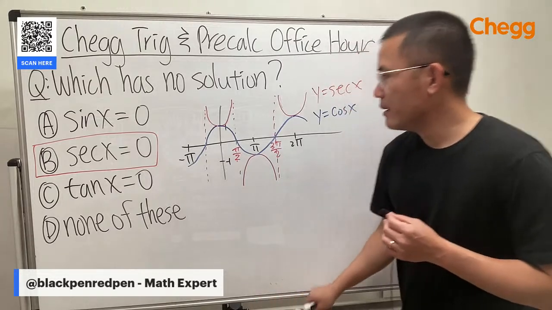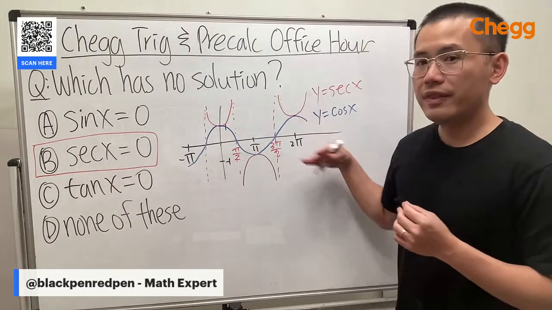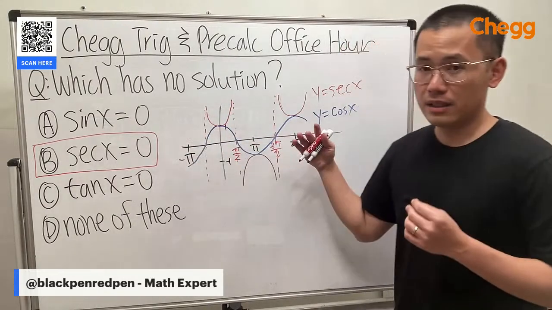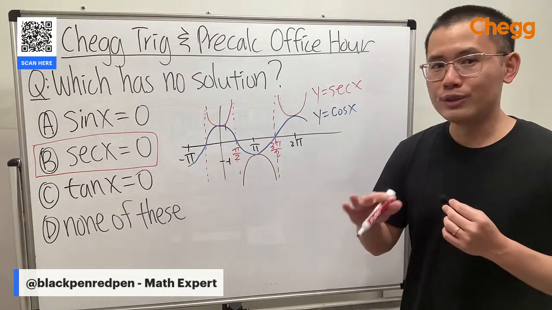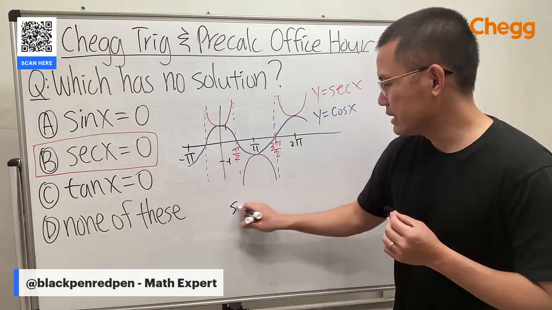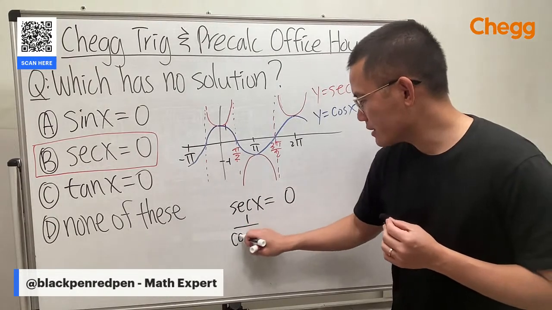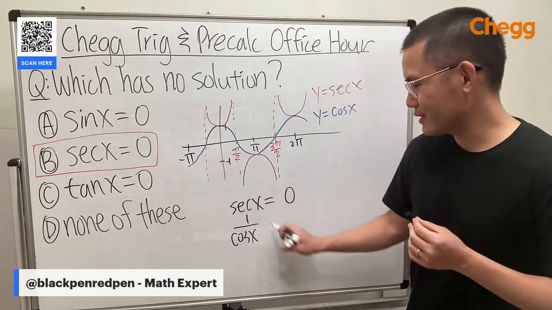Okay. But anyways, if you look at secant x is equal to 0, the red one never crosses the x-axis, so no answer at all. Another way to look at it is secant x is equal to 0. This is 1 over cosine 0. Sorry, 1 over cosine x is equal to 0.